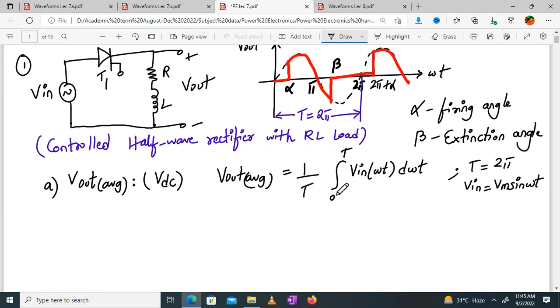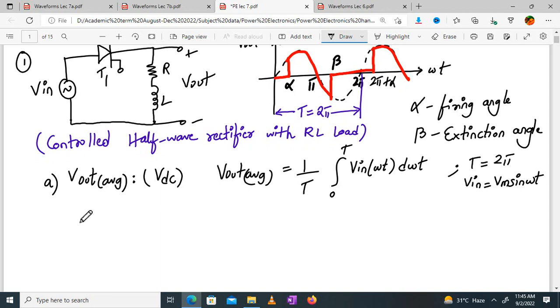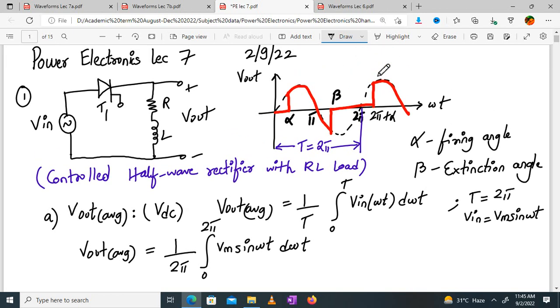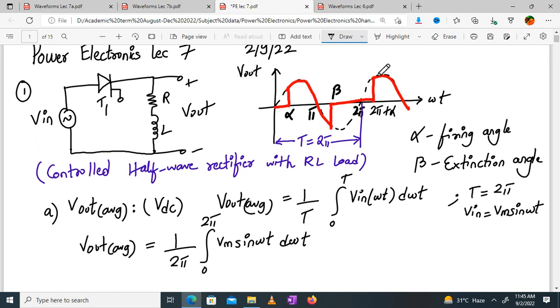I'll write V out average will be equal to 1 upon 2 pi, integral 0 to 2 pi. What will come over here? Now tell me, from 0 to 2 pi, is my output 0 at any point of time? Yes, from 0 to alpha it's 0, and from beta to 2 pi it's 0. So we can put the limits of integral as alpha to beta.